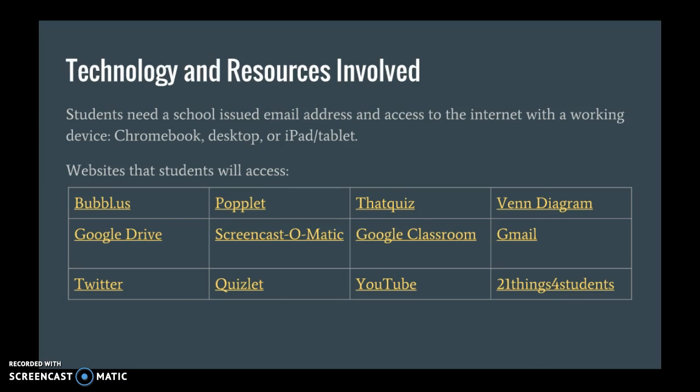The resources involved in these lesson plans are that students need a school-issued email address and access to the internet with a working device, either a Chromebook, desktop, iPad, or tablet. The websites that students will access are all of these 12 sites. Students may or may not access the sites particularly, but all of them are involved. For example, Screencast-O-Matic is a site that's accessed directly by the teacher, but students will view Screencast-O-Matic content on the YouTube videos.